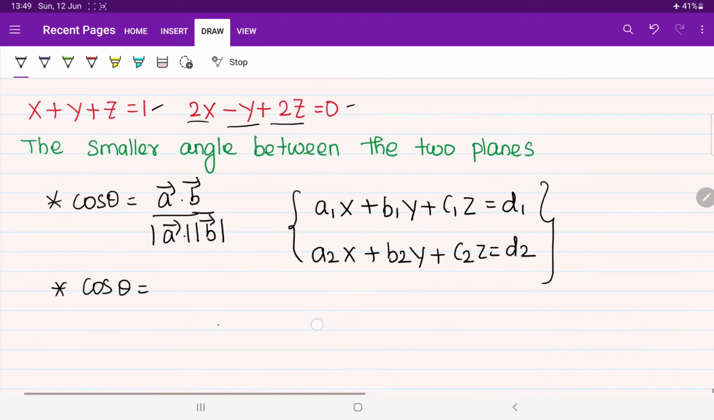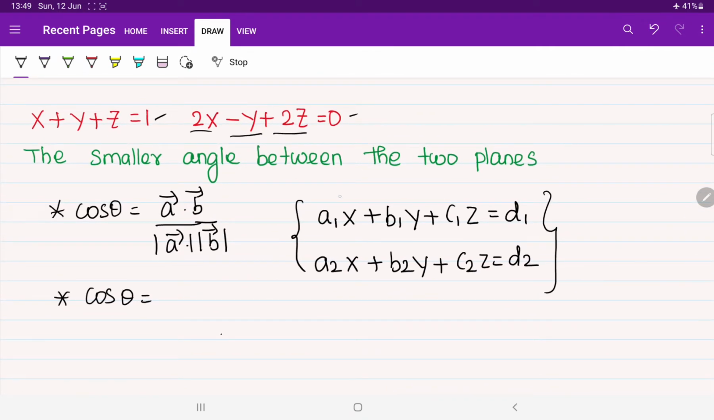From here, if we compare with the standard one, this is the standard one. We are going to compare the standard one with the given one. If we compare the given with the standard one, we can easily find the values of a1, b1, c1, d1, a2, b2, c2, d2.